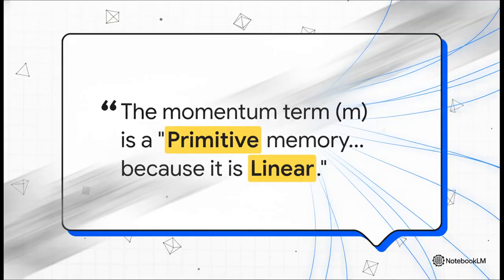Now, the key insight here is how they recharacterize that momentum term, M. It's not just some velocity vector. It's actually a primitive memory system. It's basically a running average of all the past gradients. But because it's linear, it's an incredibly lossy compression. It's kind of like trying to understand a movie by just averaging all the pixels together into one big gray blur.